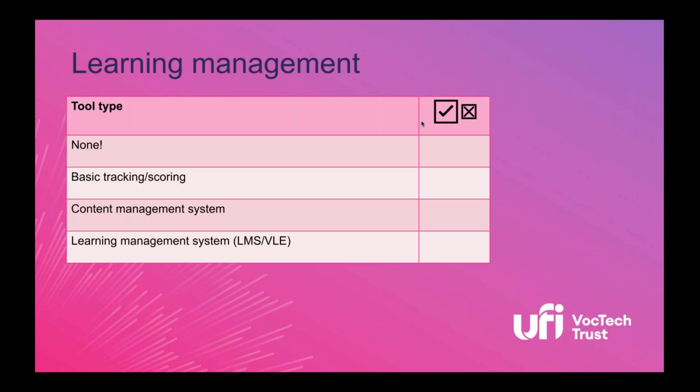But you may need basic tracking and scoring. Basic tracking and scoring could be something as simple as Google Analytics. There's lots of free systems out there. You may need content management. In other words, you may need to manage the various components that you're serving up to people, that you're providing to people, or you may need a full learning management system, which does the serving, the tracking, and goodness knows what else.